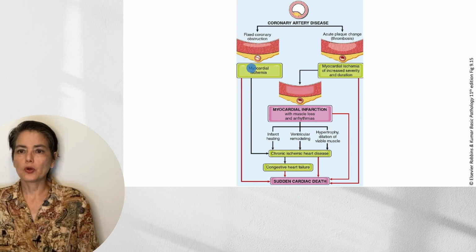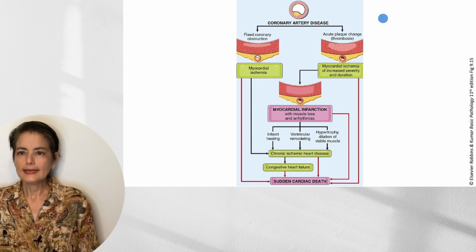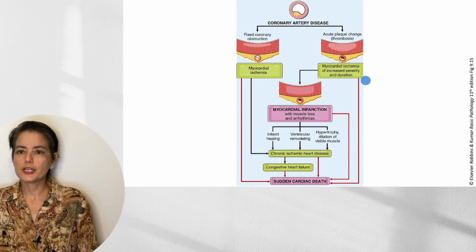For other patients, we're going to have this fixed occlusion, and myocardial ischemia can lead to chronic ischemic heart disease as we get responses to this necrosis and as the wall needs to address the fact that it is not receiving sufficient oxygenation. Now with our acute plaque change, we get our myocardial ischemia of increased severity and duration, and this is going to lead to our transmural infarct, and that would be then our ST elevated myocardial infarction.